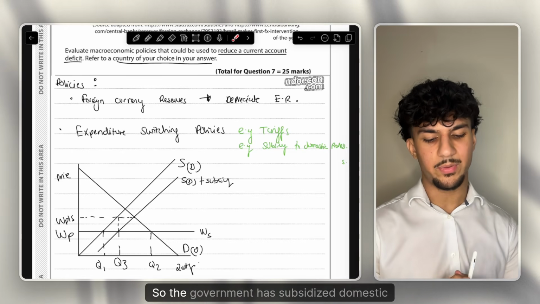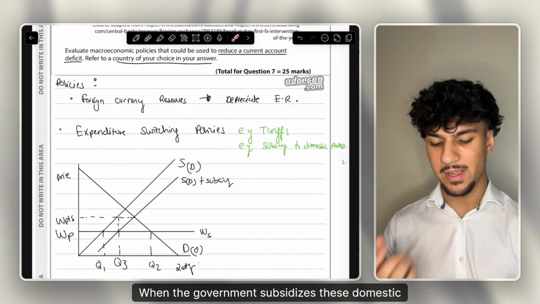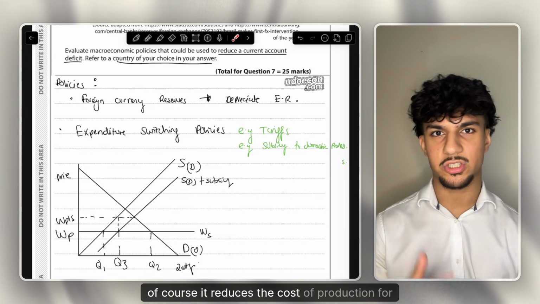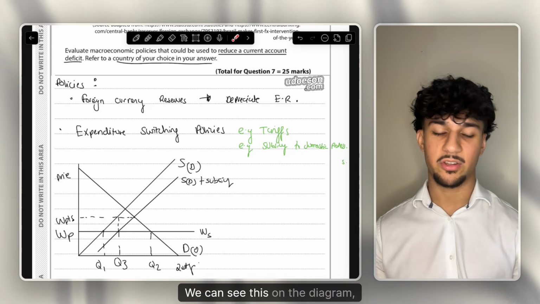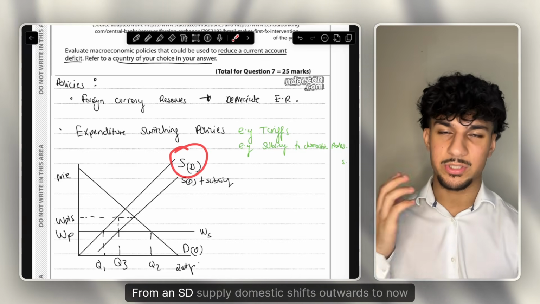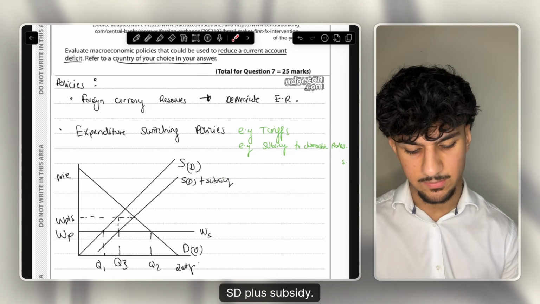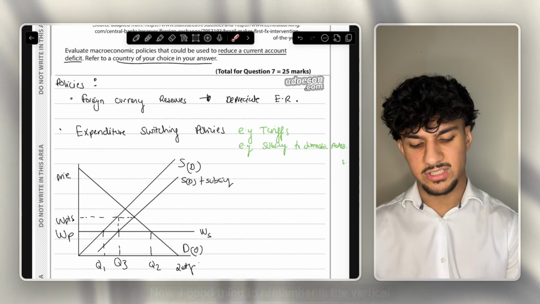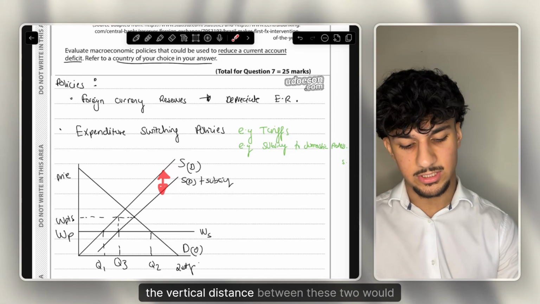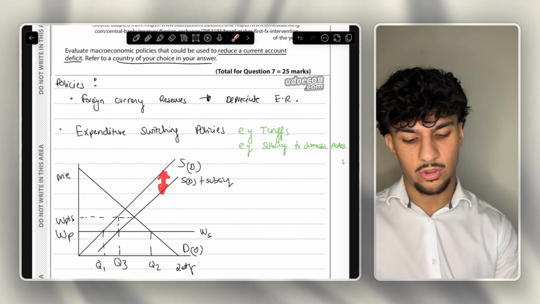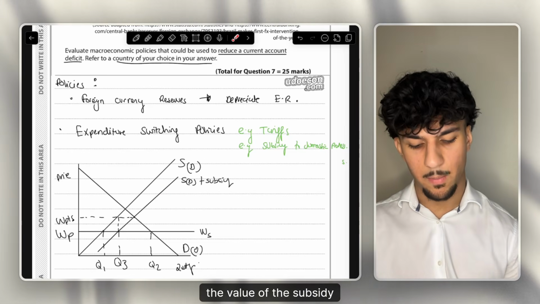So what is happening? The government has subsidized domestic producers. When the government subsidizes these domestic producers, of course, it reduces their cost of production. How can we see this on the diagram? We can see this when SD, so supply domestic, shifts outwards to SD plus subsidy. Now, a good thing to remember is that, just like a normal subsidy diagram, the vertical distance between these two represents the cost per unit of the subsidy, or you could say the value of the subsidy per unit.